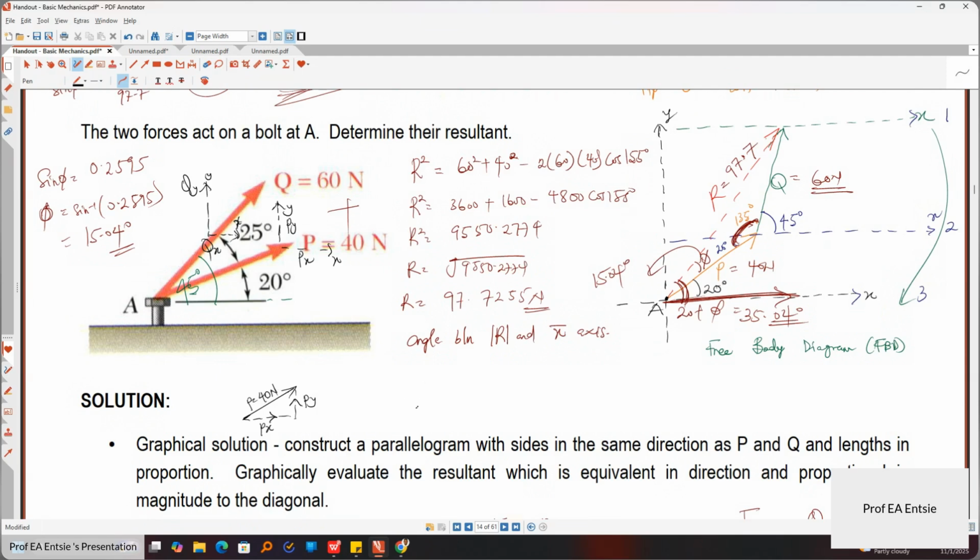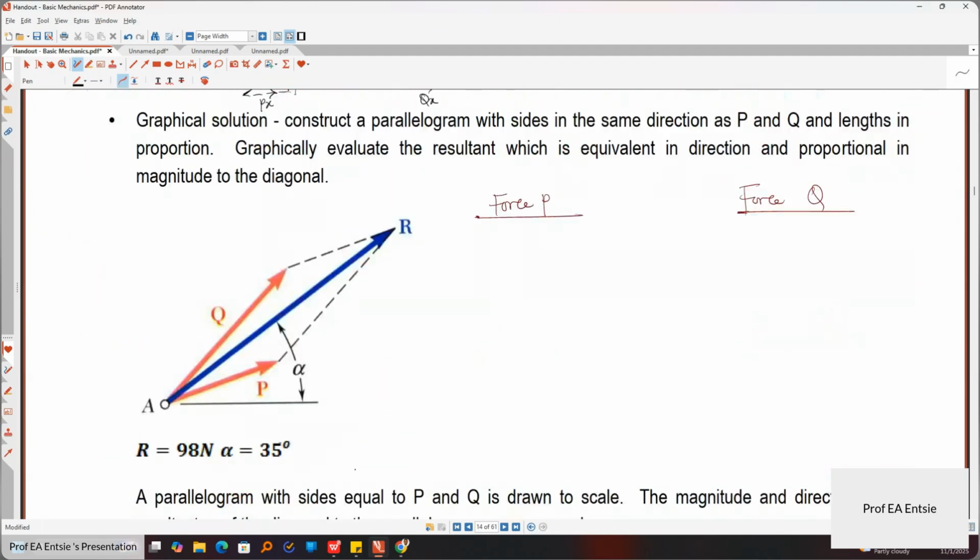The same thing goes with the Q. Here is Q, 60 newtons, and here are the components. So if you want to meet this resultant Q, which is 60 newtons, Qx should go right, Qy should go up. So basically that is the idea in doing that.